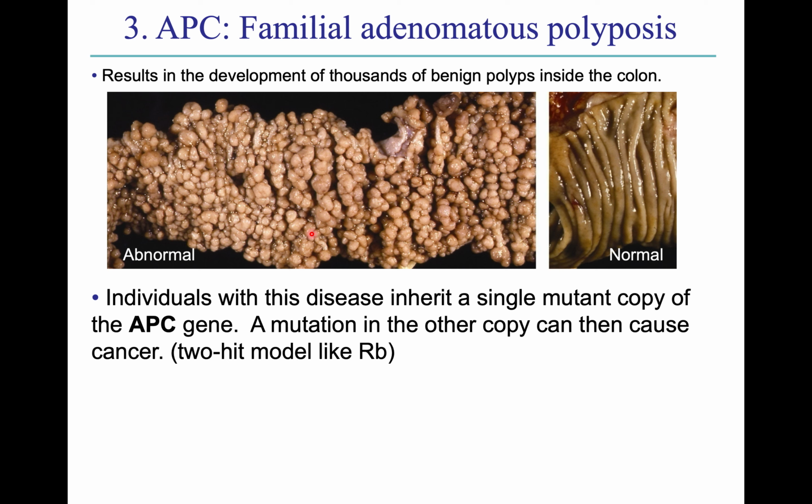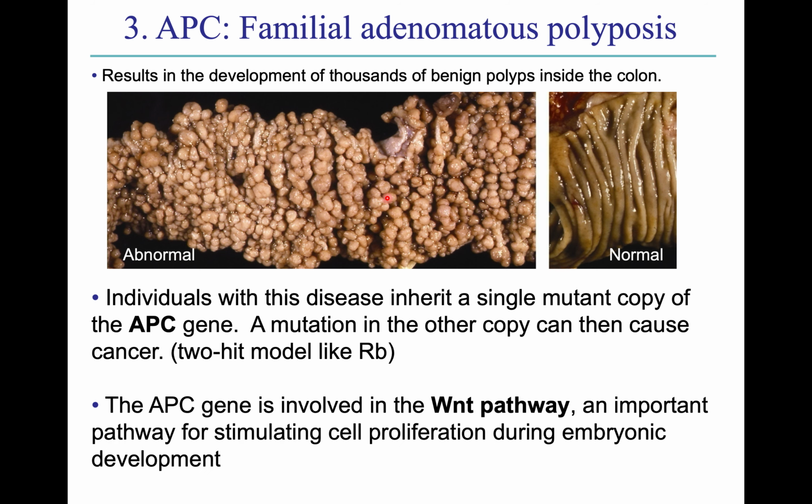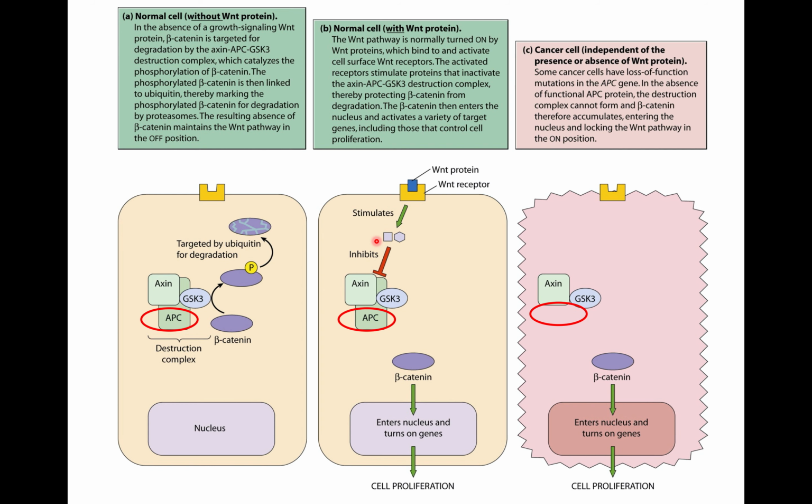And individuals with this inherited APC mutation, their colon is basically just covered with polyps, as you can see here. And so the APC gene is part of this signal transduction pathway called the Wnt pathway, which is very critical during embryonic development, but as I'll get into, is also particularly important in the growth and maintenance of colon tissue. So let's get away from that picture.